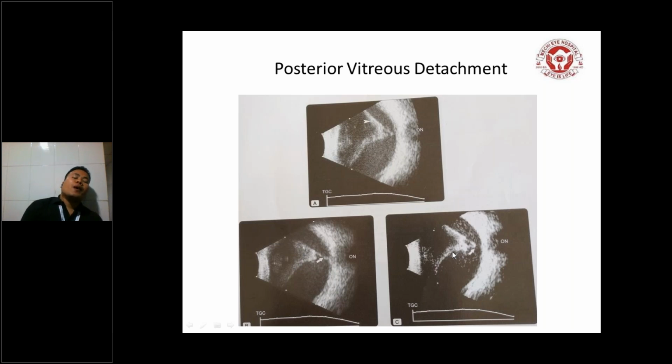Sometimes we find vitreous with dome-shaped elevations.